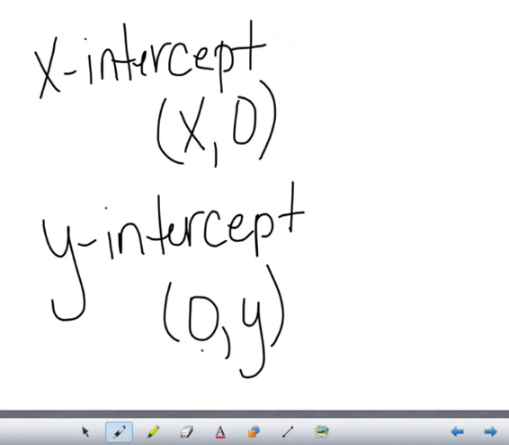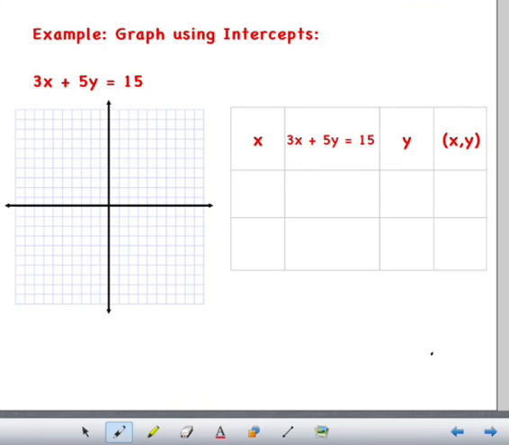All right, let's do one more real quick before I turn you loose for the evening. Again, let's graph this line using intercepts. We could do it with a table, but let's do it with intercepts. Again, to find my x-intercept, I'm going to have to make my y 0. To find my y-intercept, I'm going to have to make my x 0. So let's plug in our points.